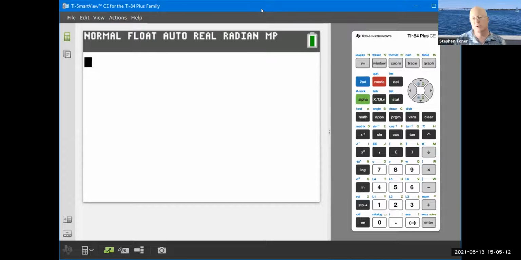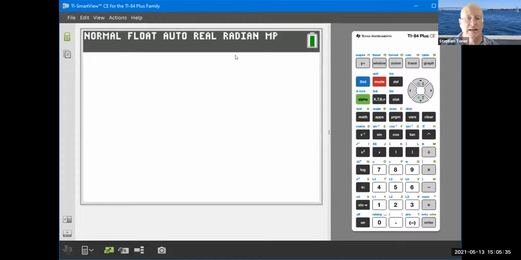Now, I am using the Texas Instruments TI 84 plus CE. The plus CE stands for color edition, not something that's mandated. If you are using another calculator, proceed at your own risk. You're going to have to learn how to do those different features on your own. But for us, I like to call this the main screen.